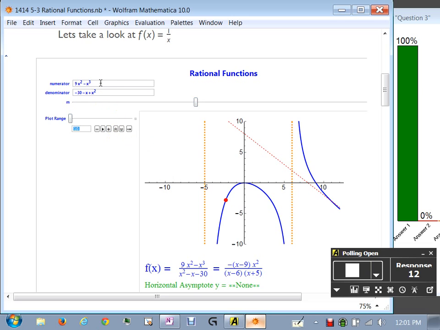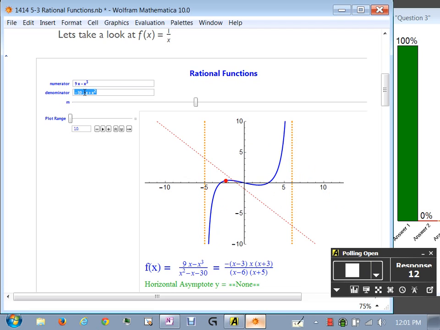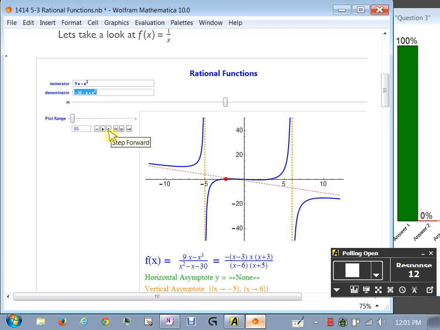What was our original one? Plus 9. Okay, okay. Oh, no, that's right. Oh, 9x. I put 9x squared. I created another x-intercept. There we go. Now let me zoom this out a little bit. There we go.